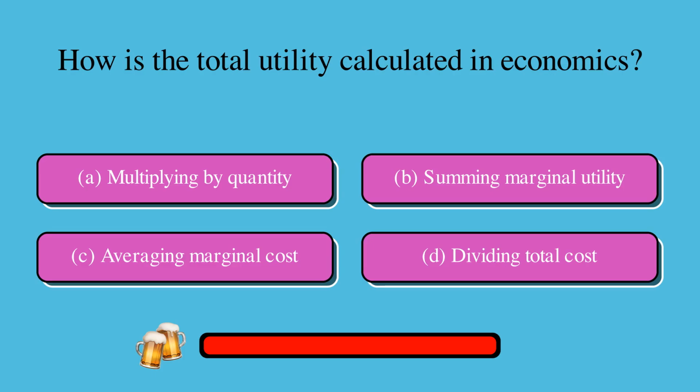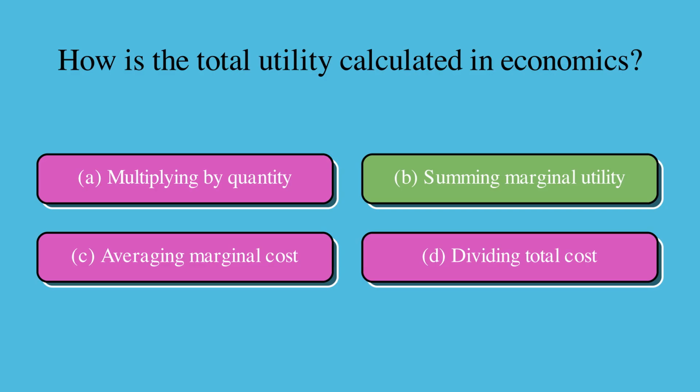How is the total utility calculated in economics? Is it A, multiplying by quantity, B, summing marginal utility, C, averaging marginal cost, or D, dividing total cost? The correct answer is B, summing marginal utility.